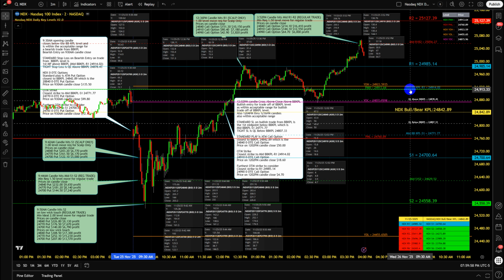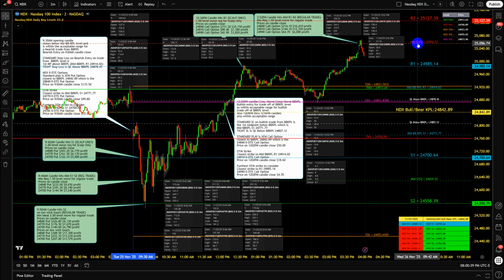The midpoint levels serve many different purposes, the same way as in our SPX daily key levels indicator. One of the purposes is they serve as standard stop losses on trades taken from any level. So for example, for a bearish trade taken from the Bull Bear KPL, the midpoint level above is going to be your standard stop loss on that bearish trade. And on bullish trades taken from the Bull Bear KPL level, the standard stop loss is the first midpoint level below. And that works the same way on all other levels as well.